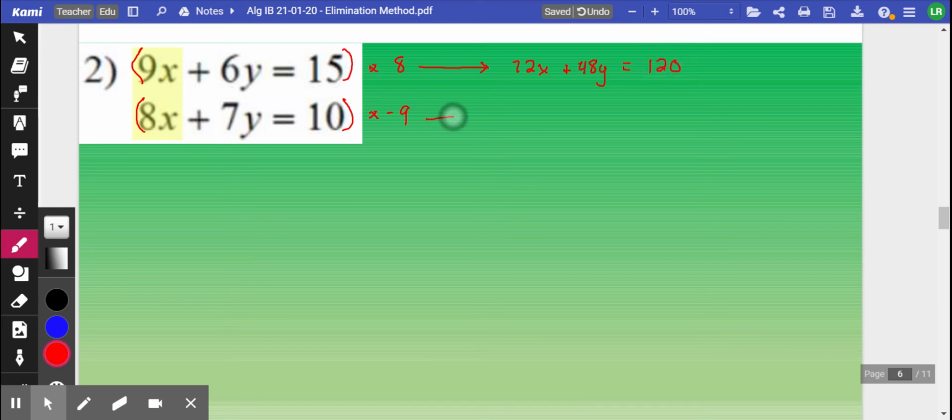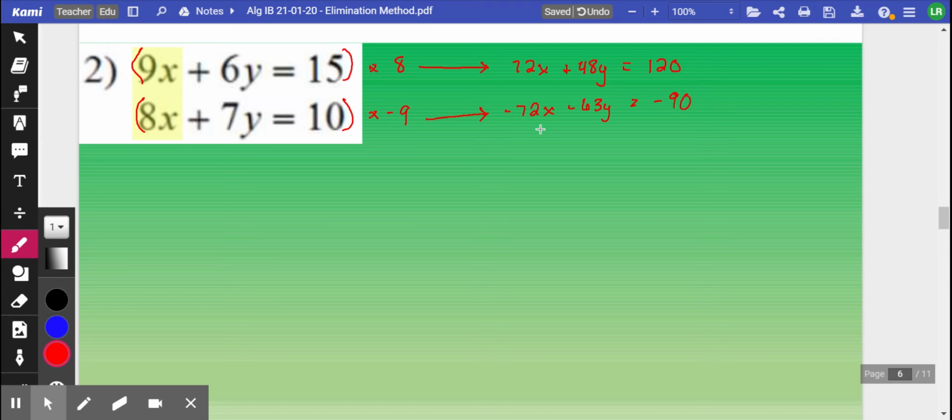Okay, on the bottom, multiplying by a -9. 8x times -9 is -72x. 7y times -9 is -63y. And 10 times -9 is -90.